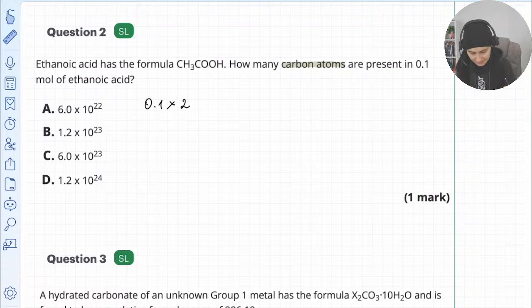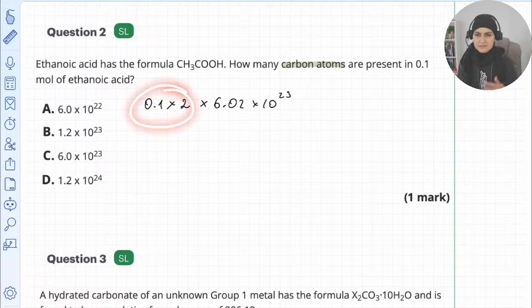And they didn't ask me about the moles, but they asked how many carbon atoms, so I have to multiply it by the Avogadro constant. If they had asked me about the moles, then it would have been just 0.2. That's the moles of carbon atoms. And that is times 10 to the 23rd. Now you're allowed to use the calculator, right? So it's B, 1.2 times 10 to the 23rd.